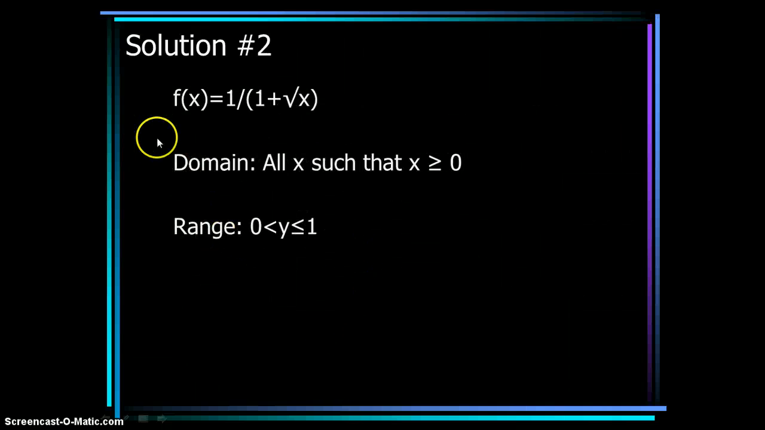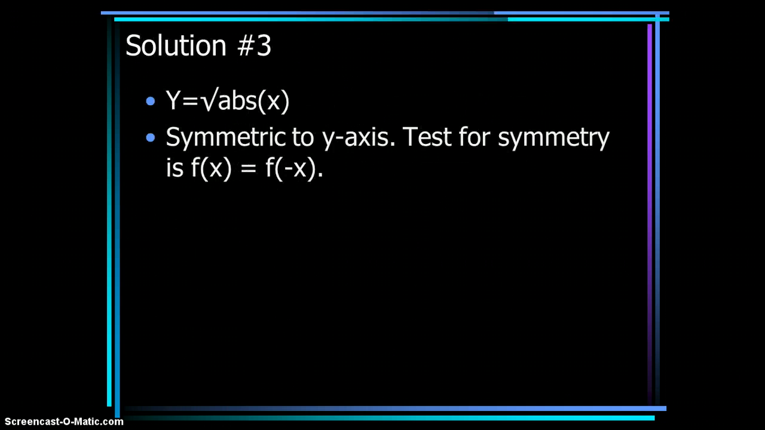The next one, they're asking for the domain of this function, 1 over 1 plus root x. To find the domain, you have to ask yourself, what things can x not be, which would make some sort of violation, for lack of a better word, some things you can't do.